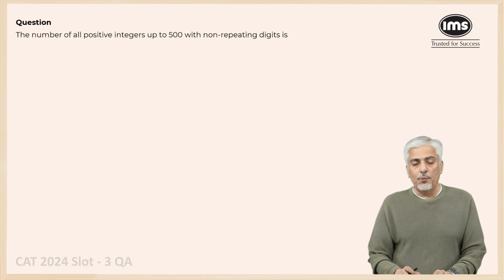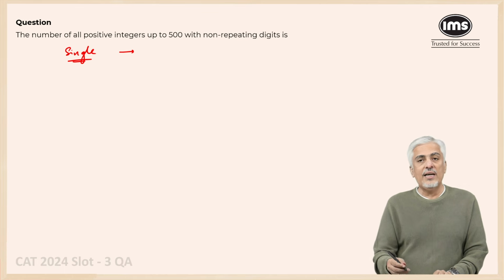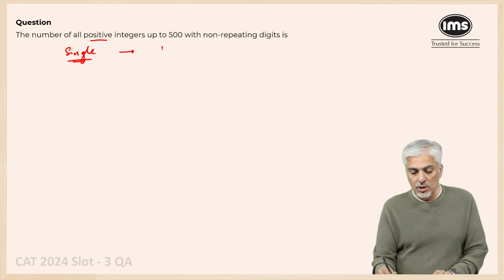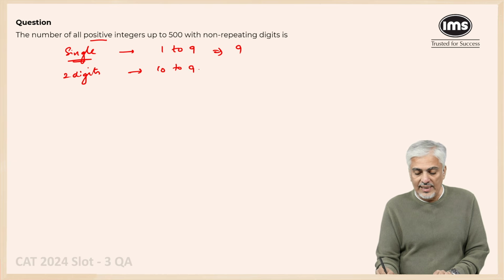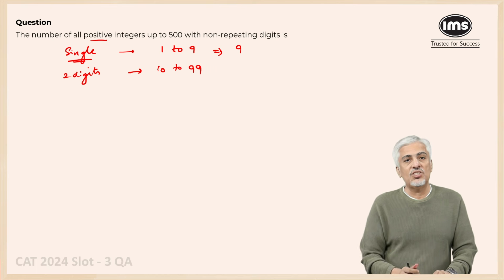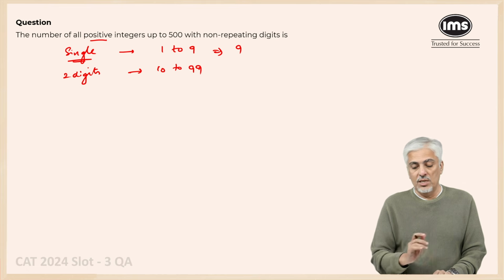The number of all positive integers up to 500 with non-repeating digits. Basic permutation combination. Again, not very difficult permutation combination. So, up to 500, that means we will first look for single digit numbers. Single digit numbers anyway, all will be non-repeating, and they're saying positive integers, so 0 will not be considered. So, 1 to 9, it will be 9 numbers. When I go for 2-digit numbers, I will go from 10 to 99. But the problem is some of them will have repeating digits. I want only non-repeating digits. So pay attention.